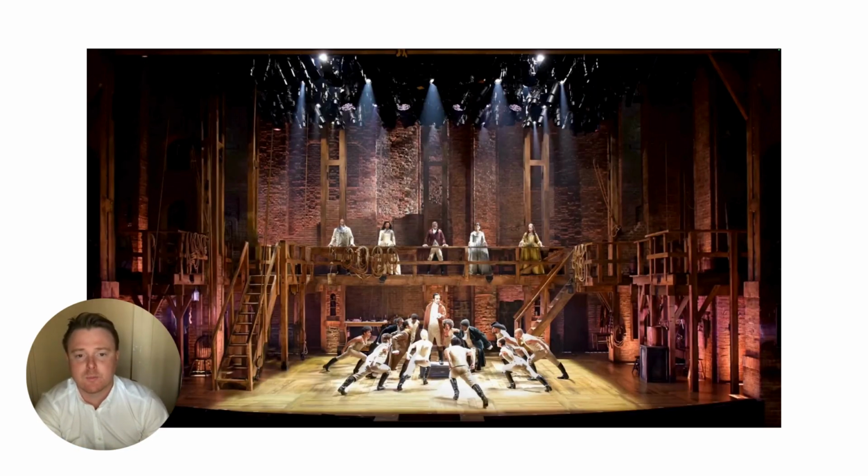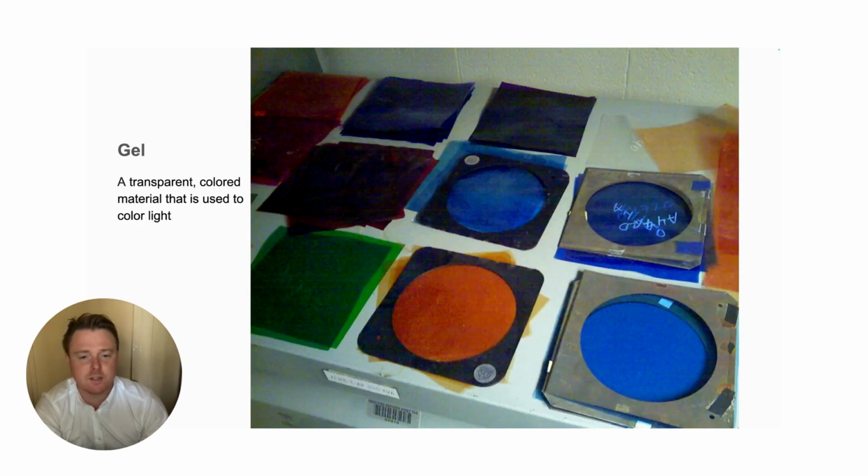Now, color is very important. You see a lot of color here. The bricks are red naturally, but then you see some red hues, some whites, that kind of thing. What they use are these things called gels. So a gel is a transparent colored material that is used to color light.